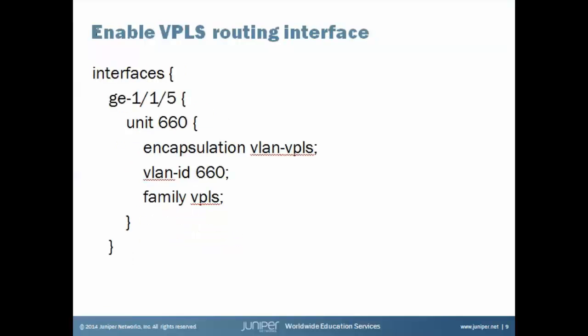And don't forget, for the VPLS routing instance, we must enable the interface facing the CE. Here the example is interface ge-1/1/5 unit 660 encapsulation vlan-vpls, because we are using VLAN. The VLAN ID is 660, and we must add family vpls under the interface.